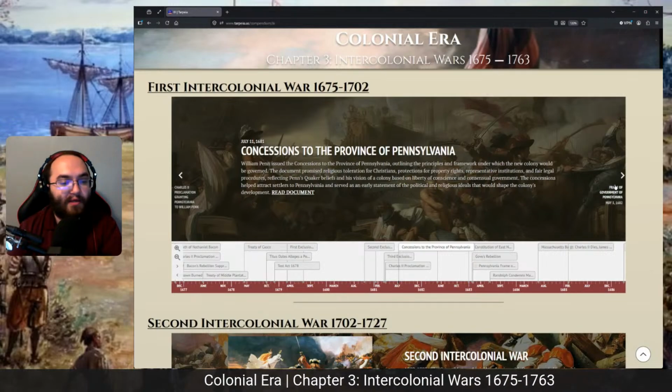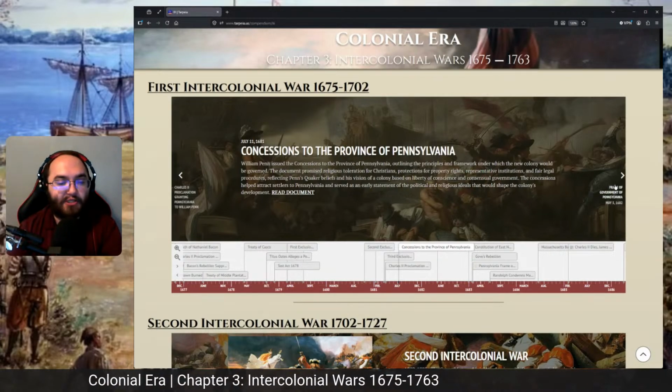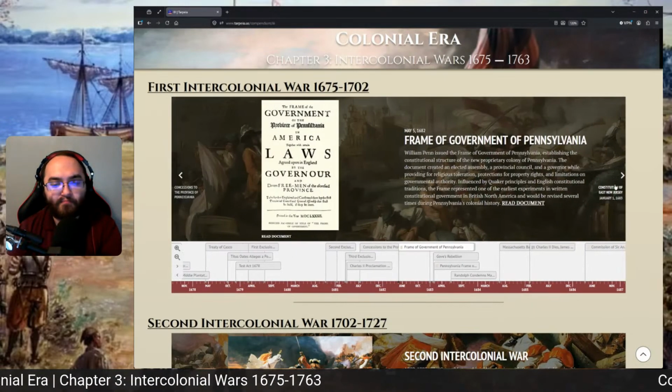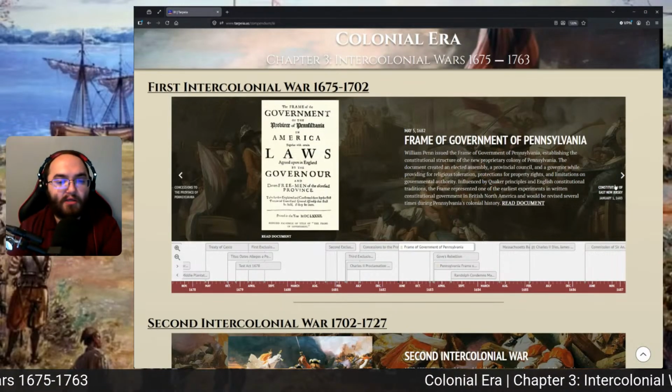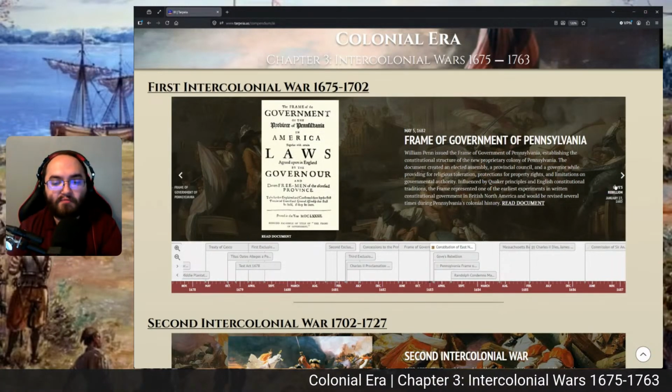Here's some more documents for the foundation of Pennsylvania. There's the frame of government of Pennsylvania, an early constitution written by William Penn himself.